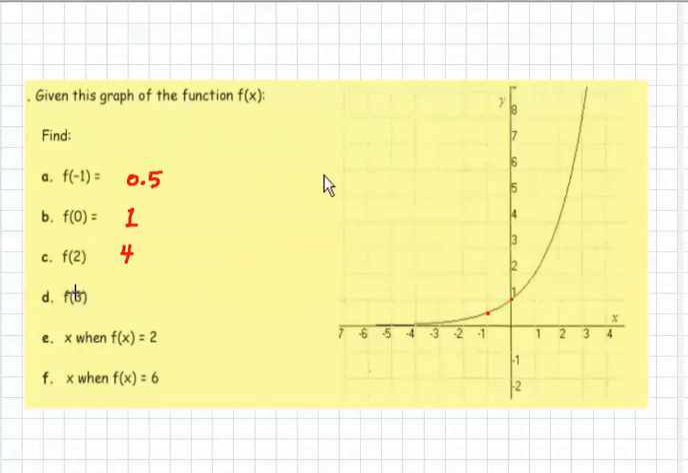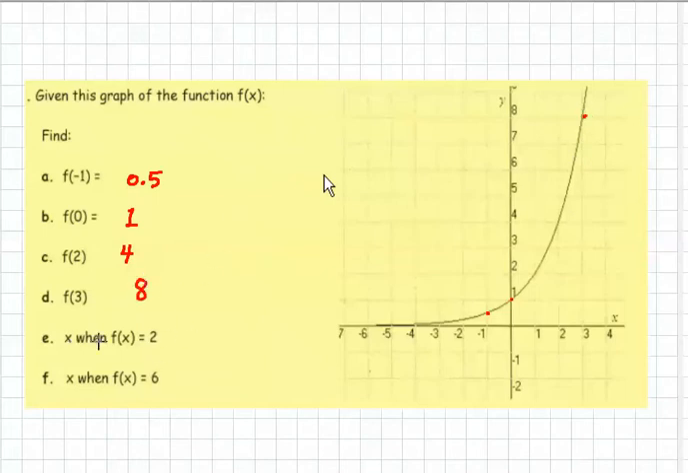When my x is 3, what is my y? I'm going to come way up here on my graph. Oh, I didn't mean to make that little trail there. Again, when my x is 3, my y value right there is 8.